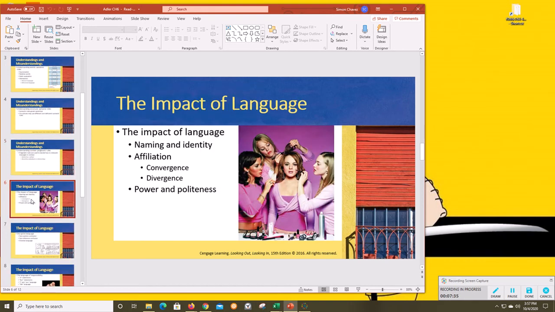The impact of language, of course, is naming an identity. Naming things gives it an identity. Those of you who grew up on a farm know this. Your parents told you not to name the pig, usually because he was going to end up being food. Once you give it a name, you give it an identity, you give it personality, you start forming an attachment to it.